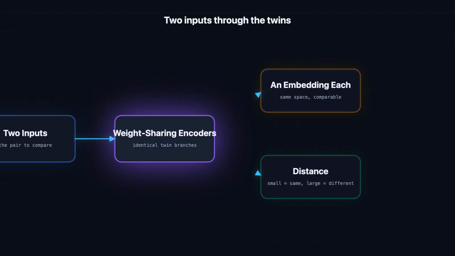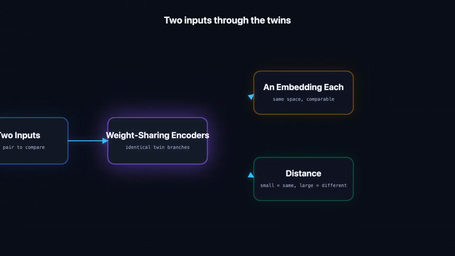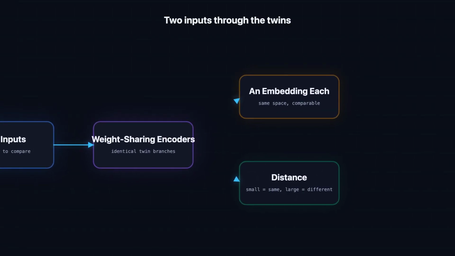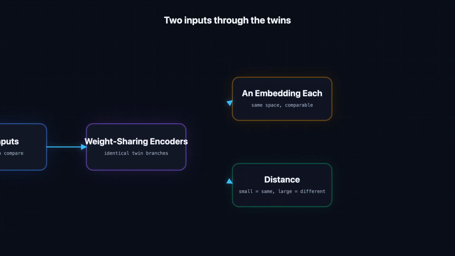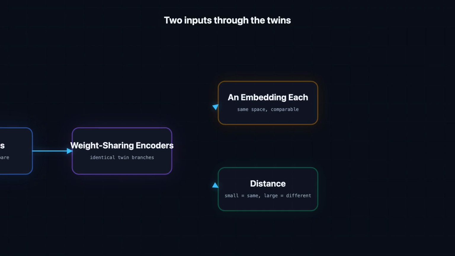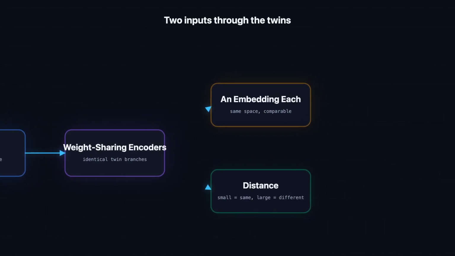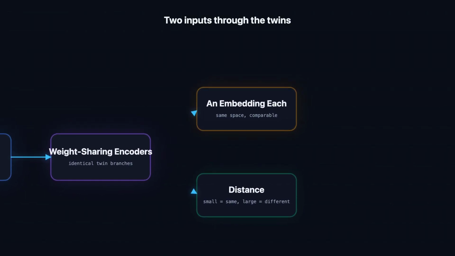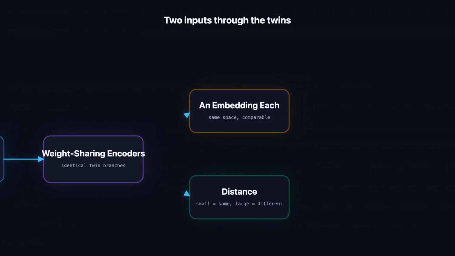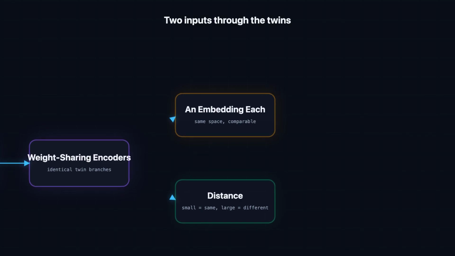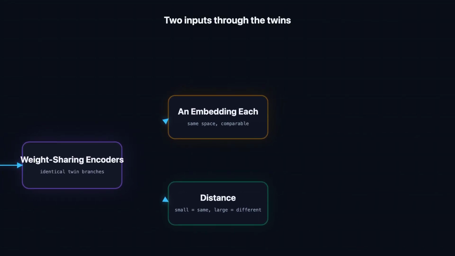Here is the defining twist. The reason it is called Siamese in the first place. The two encoders are identical, and they share the exact same weights. That is not a small detail. Because of that sharing, both inputs are mapped into the same space in a perfectly consistent way. So whatever transformation one input goes through, the other goes through the very same one. That is what makes their embeddings directly comparable.